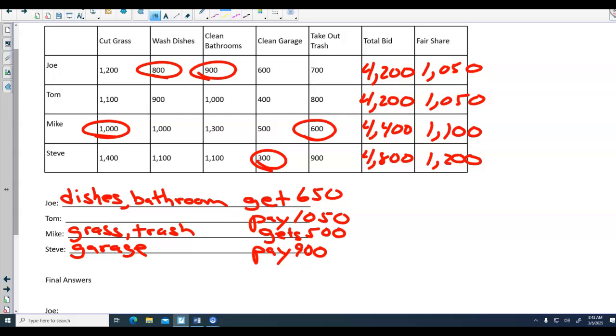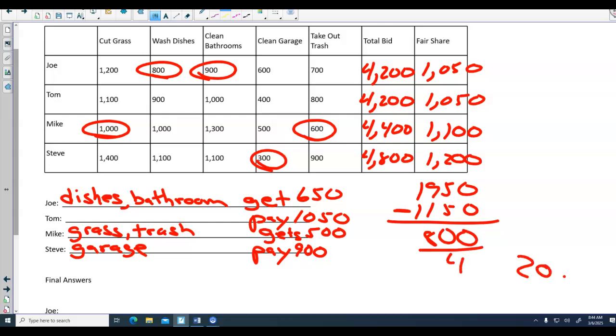Okay? So, my payments, $1,050 and $900, $1,950. Minus what's being paid out, $500 and $650, which is $1,150. We have an $800 surplus. Divided by 4, $200 per person.